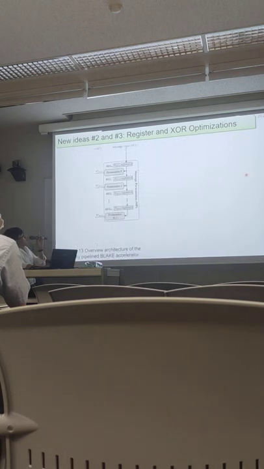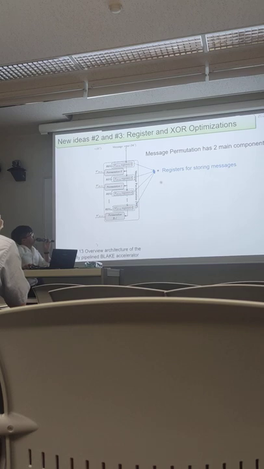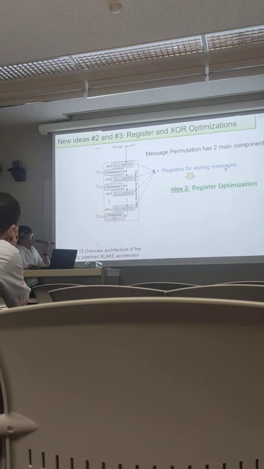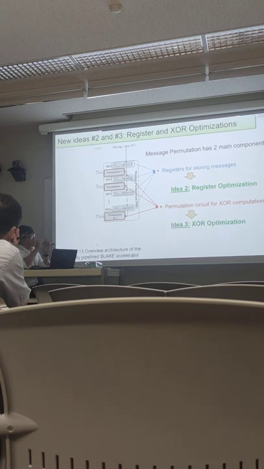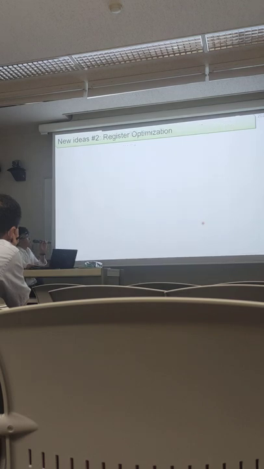Okay. Now let's go to the message permutation. The message permutation has two components. The first one is the register used to store the message inputs here. So idea 2 is named register optimization. And the second one is the permutation circuit. In this circuit, there is a lot of shift computation. This is the reason that in idea 3, we propose the shift optimization. Now let's go to the second one, the register optimization.